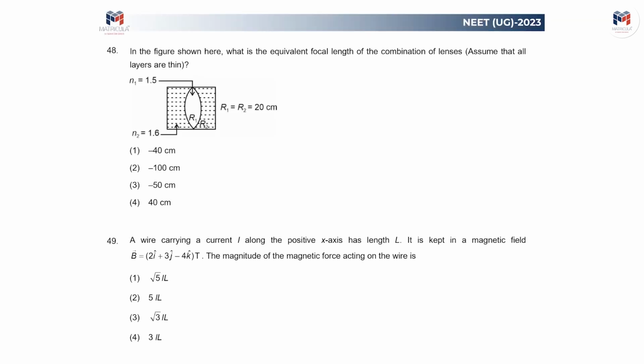Question number 48. In the figure shown here, what is the equivalent focal length of the combination of lenses, where assume that all lenses are thin? The answer is option number 2, minus 100 centimeter.